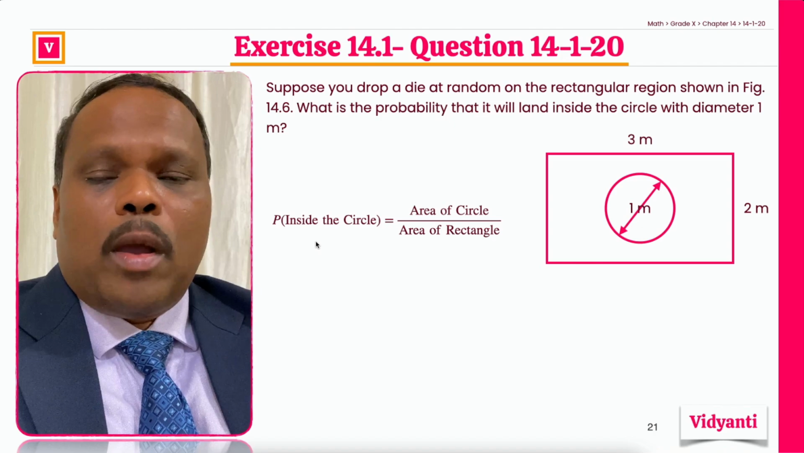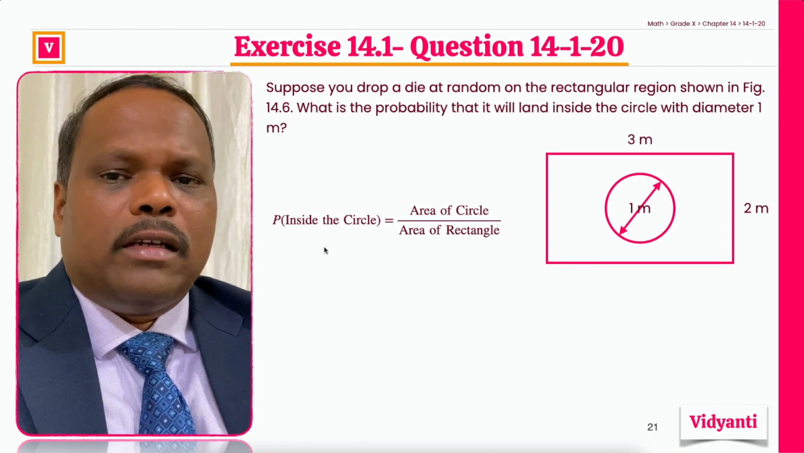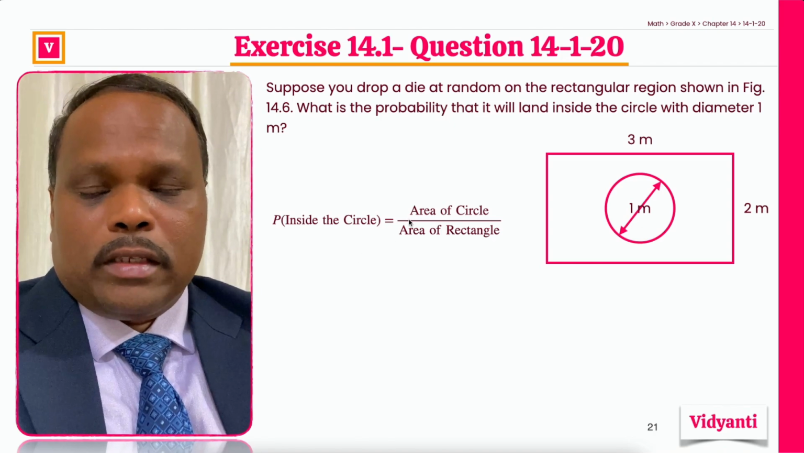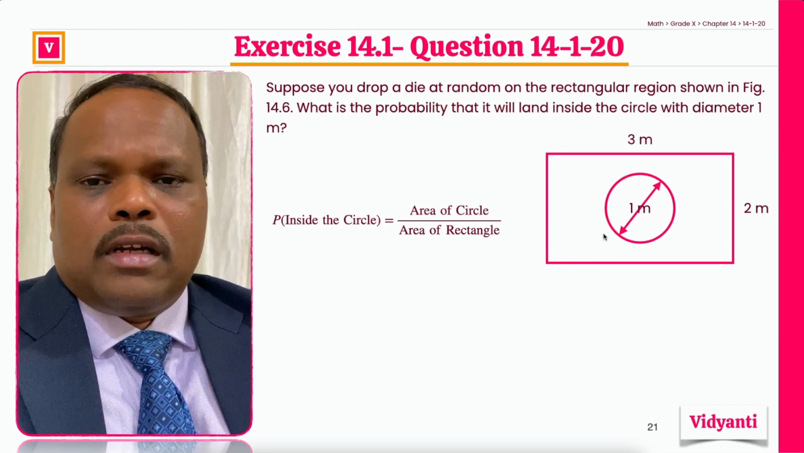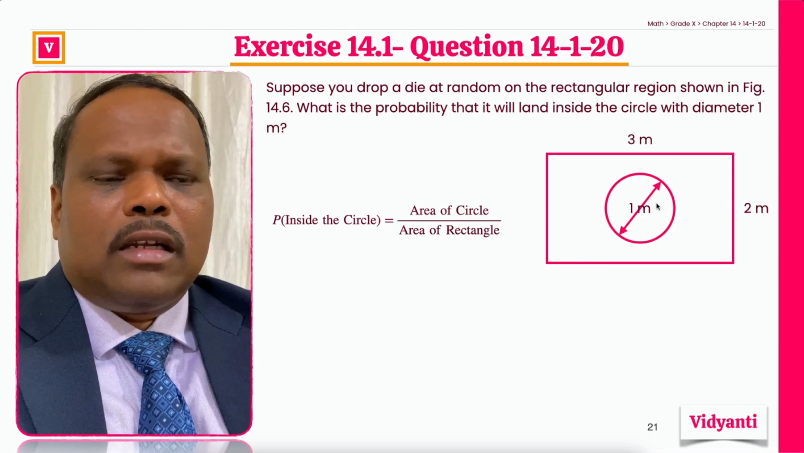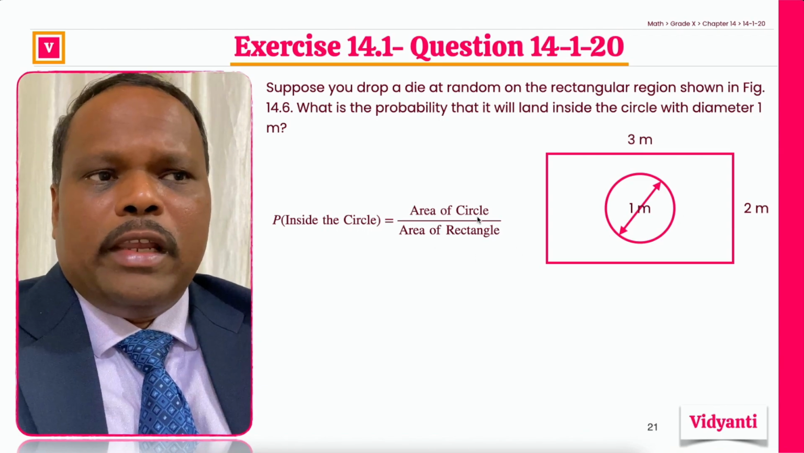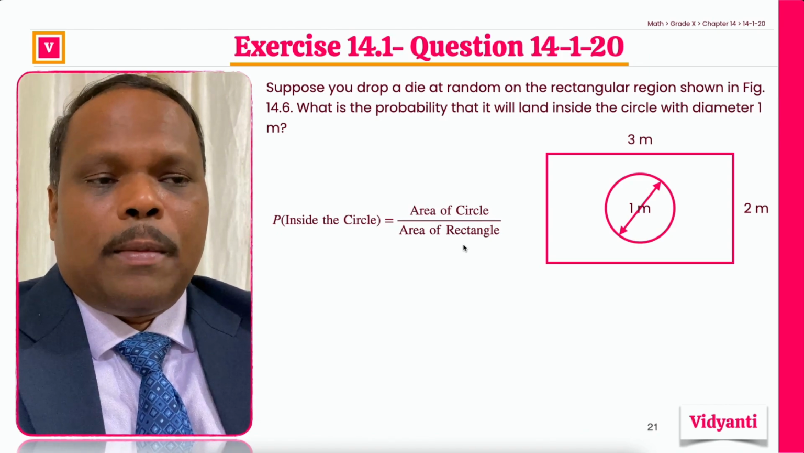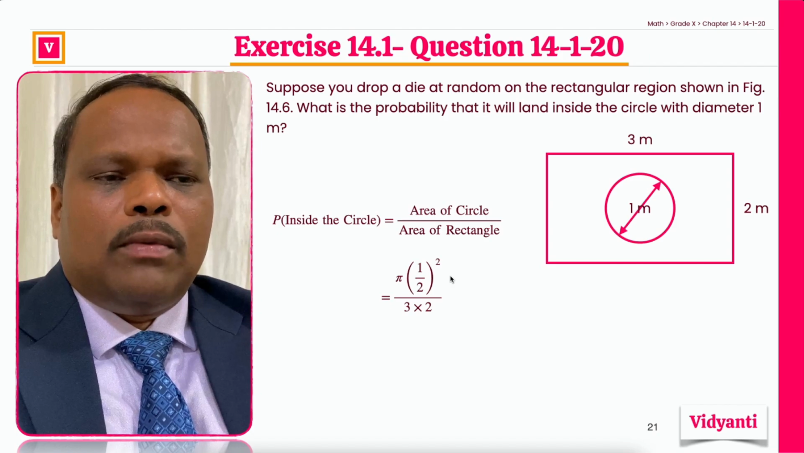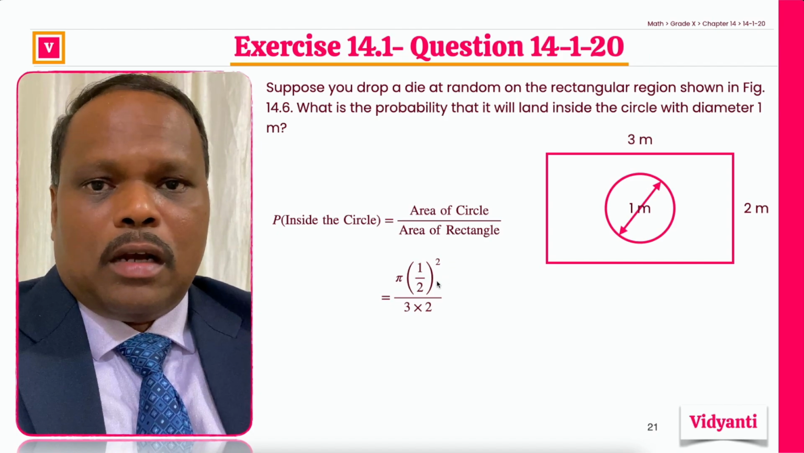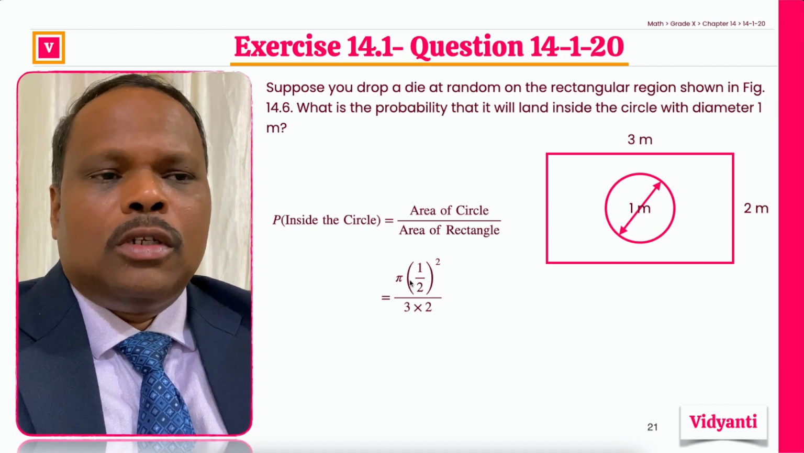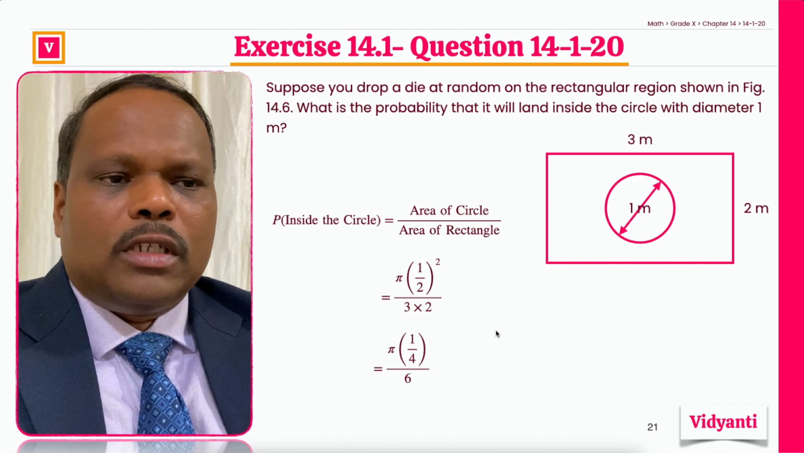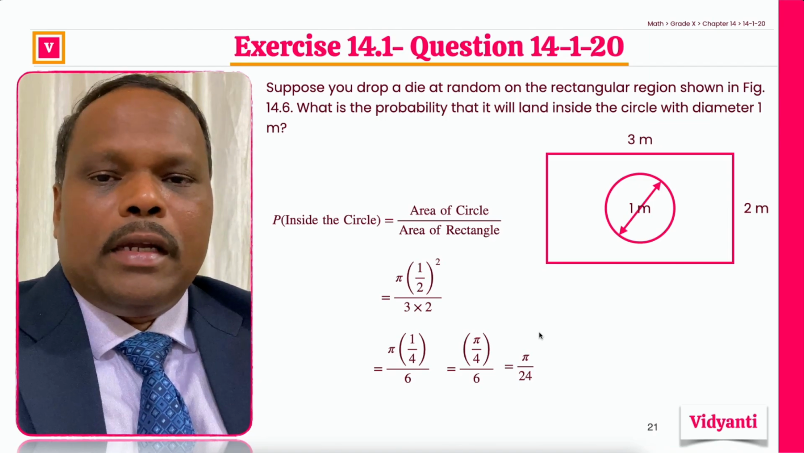So it is the probability of dropping a die inside the circle. Well, it depends upon their relative areas. The favorable is the circle, overall is the rectangle, and the circle is completely embedded in the rectangle. So the probability will be the area of the circle, that's my favorable area, upon the area of the rectangle, that's my overall area. So the area of the circle is pi d square by 4, or pi r square. R here is the diameter by 2. So pi times half squared, and the overall area is 3 by 2. So on simplification, it will come out to be pi divided by 24.